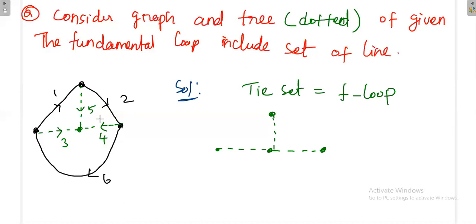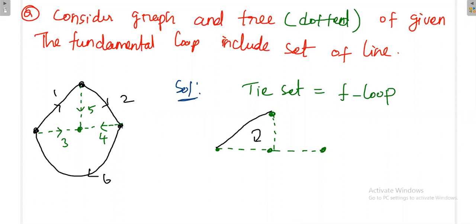2, 3, 4, 5, 6, how many? 3, sir. Just in the diagram itself you can easily see 3 fundamental loops are possible. Again, how to determine the fundamental loop? You add one link at a time to the tree branches. Then that will form one loop at a time, one fundamental loop at a time.